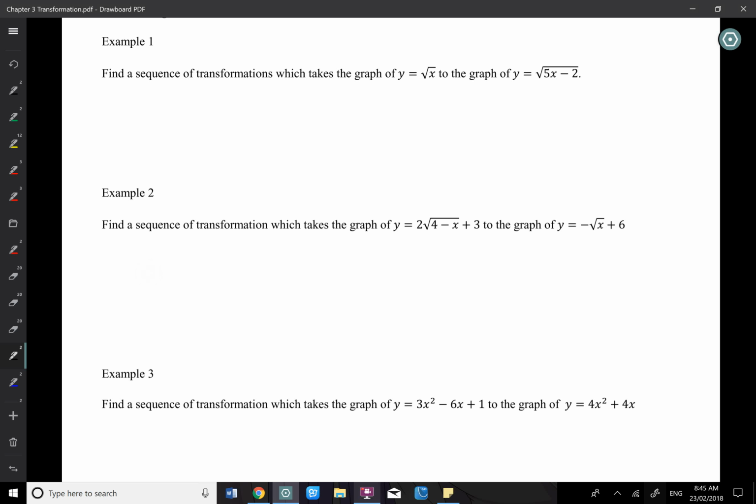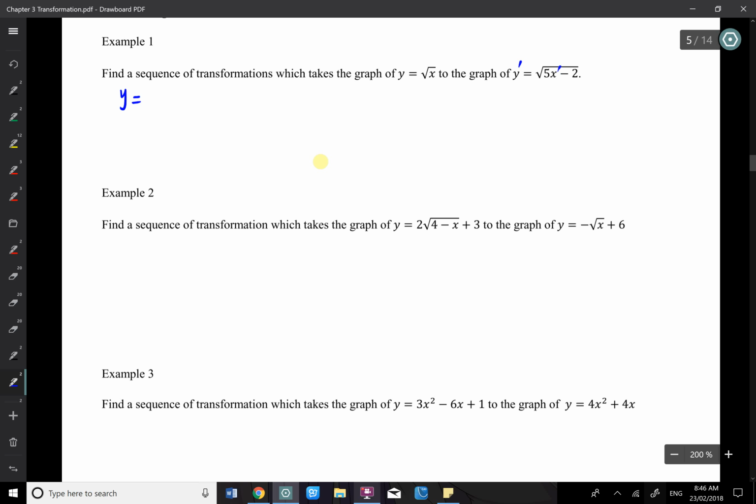Okay, for the first one, it says find the sequence of transformations which take this graph to this graph. So this graph is y dash and x dash. It's a square root function and you only have the square root on the right hand side. Well, you can treat square root as a house. So x is the people who live in, and then 5x dash minus 2 is the people who move into the house. So you will equalize both sides.